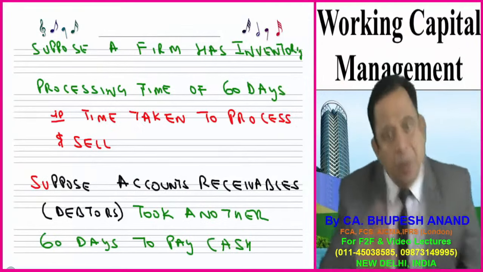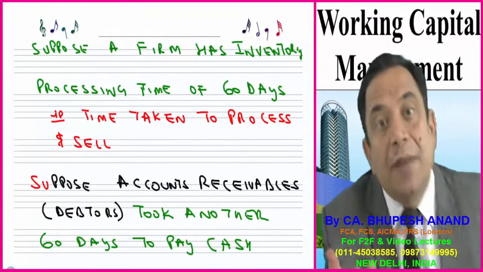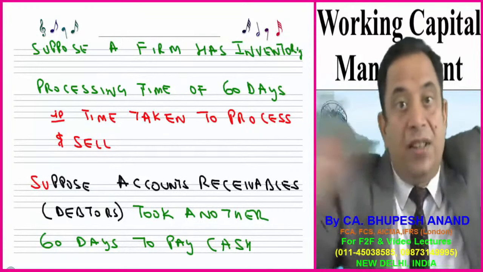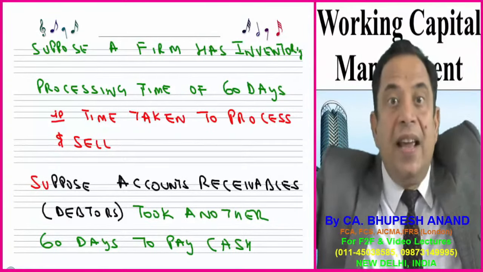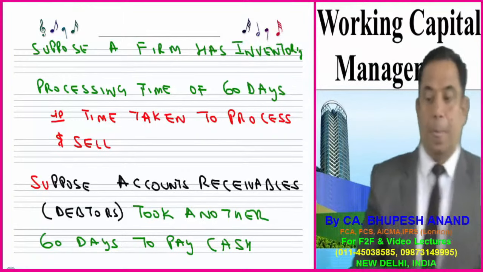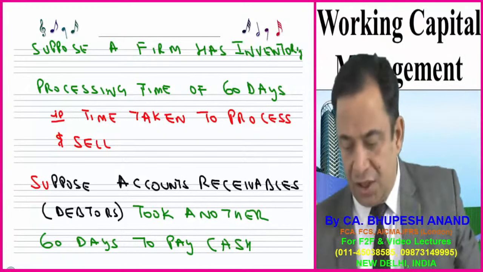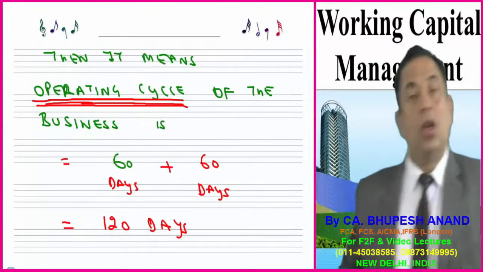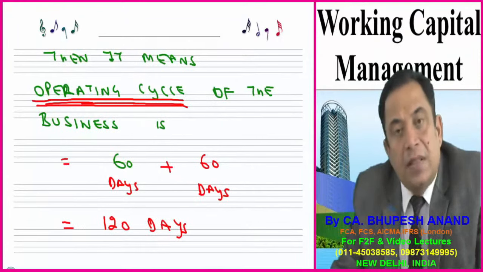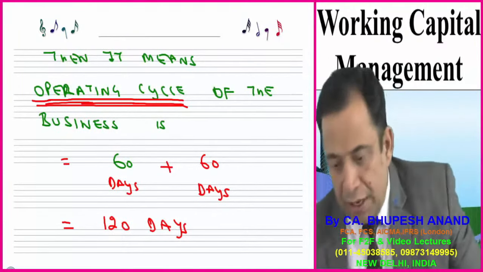So that is inventory processing time. Let it be 60 days, and let us say we have given a credit of 60 days to debtors. It means we will be getting cash. The gross operating cycle will be 120 days. We started the journey from T0 and the journey will complete on the 120th day. So the total cycle is named the operating cycle, and that is 120 days. Suppose accounts receivable took another 60 days to pay cash. So the operating cycle of the business is 60 days plus 60 days, equal to 120 days.